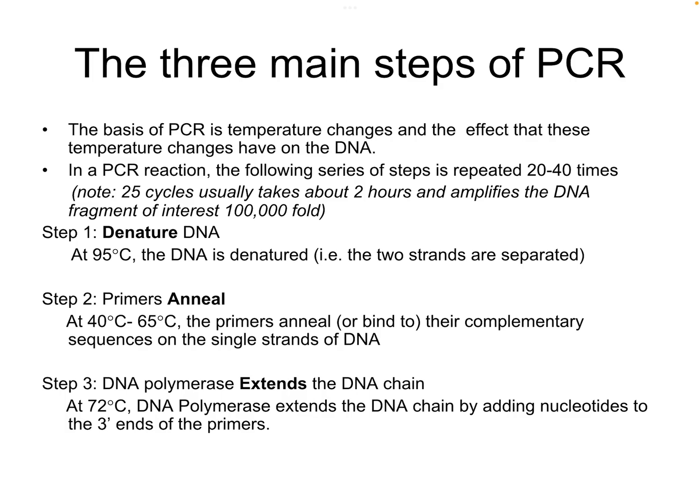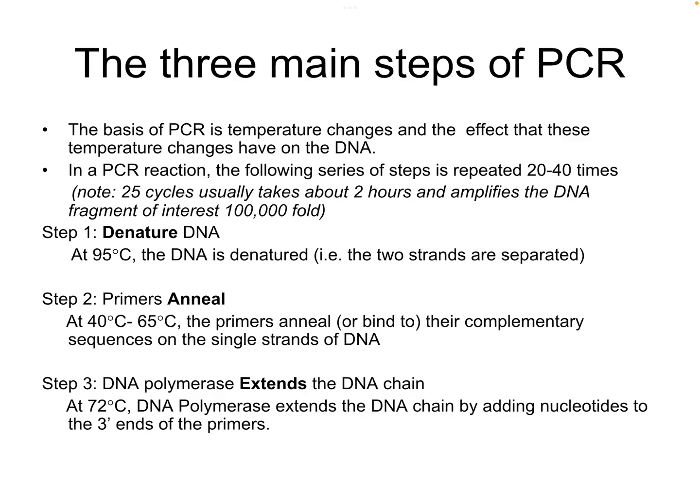Before we proceed, the basis of PCR is temperature changes and the effect that these temperature changes have on the DNA. In a PCR reaction, the following series of steps is repeated 20 to 40 times. Take note that 25 cycles usually takes about 2 hours and amplifies the DNA fragment of interest 100,000-fold. So, step 1 is to denature the DNA. At 95 degrees Celsius, the DNA is denatured, meaning the two strands are separated.